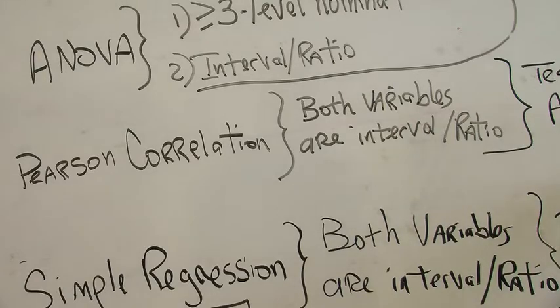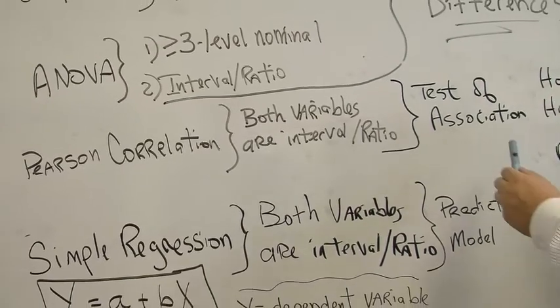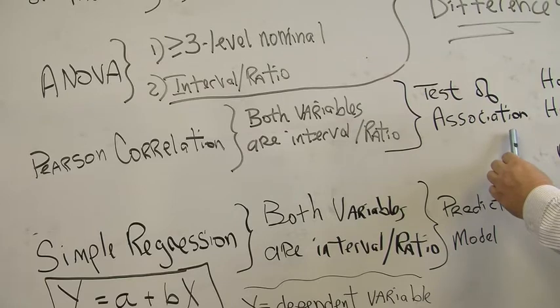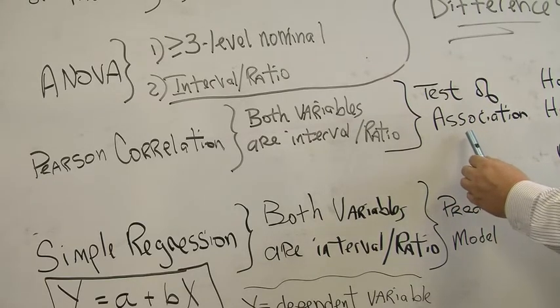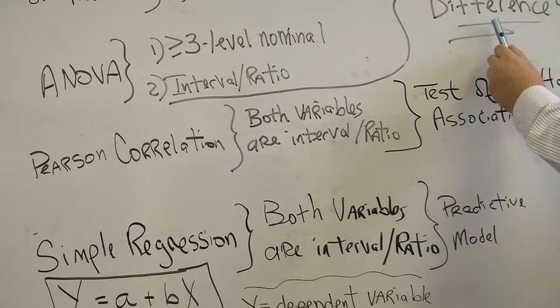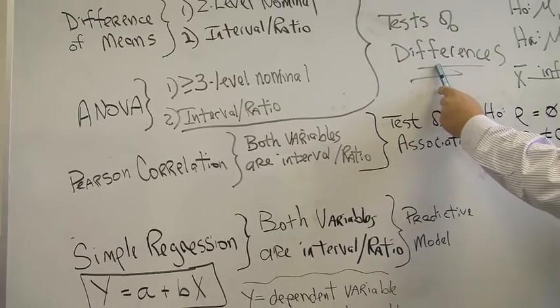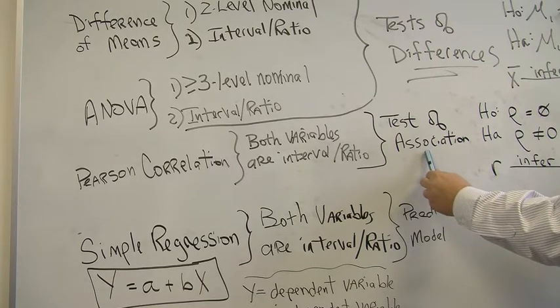And I described the Pearson correlation coefficient as a test of association. Now at this point that may be abstract to you, but as we begin doing some exercises in MegaStat and so forth, you'll begin to see why I make the assertion that the Pearson correlation coefficient is a test of association. So where the difference of means test and ANOVA gives us tests of differences, in the case of the Pearson correlation coefficient, it's a test of association.